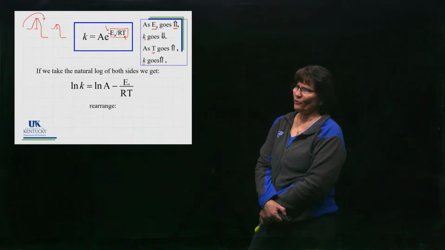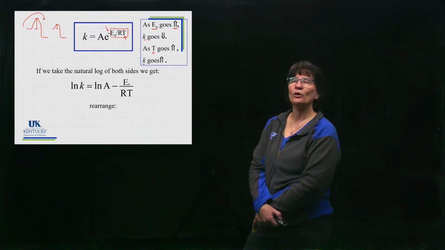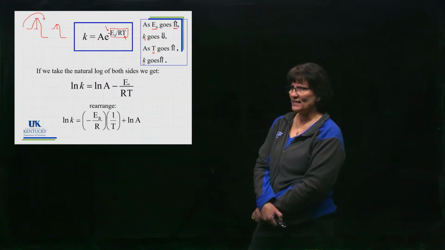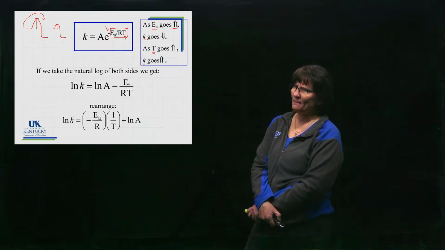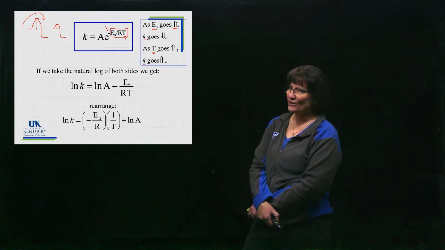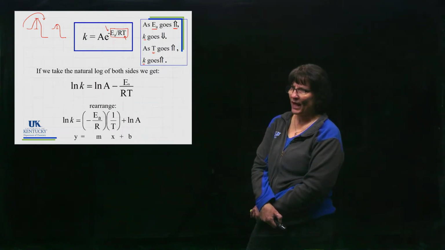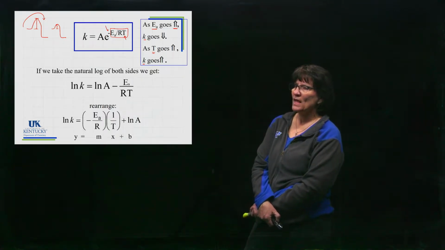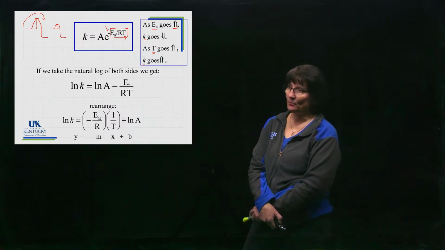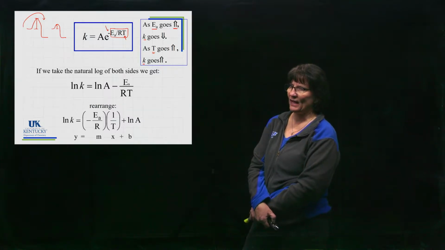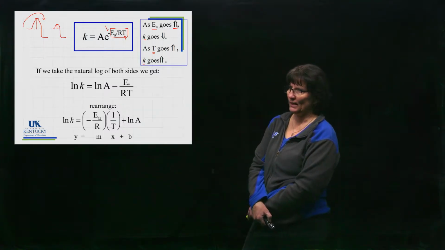Now I'm going to do a little bit of rearranging because I love linear graphs, okay? And I want to show you that this is the slope-intercept form of a line. What have I done? I've taken that E sub a over RT and put it first, did a little regrouping, and then the natural log of a is last. What I have is the natural log of k and y line up, okay? Negative E sub a over R and little m line up. 1 over T and x line up. And the natural log of A and the intercept b line up, okay?